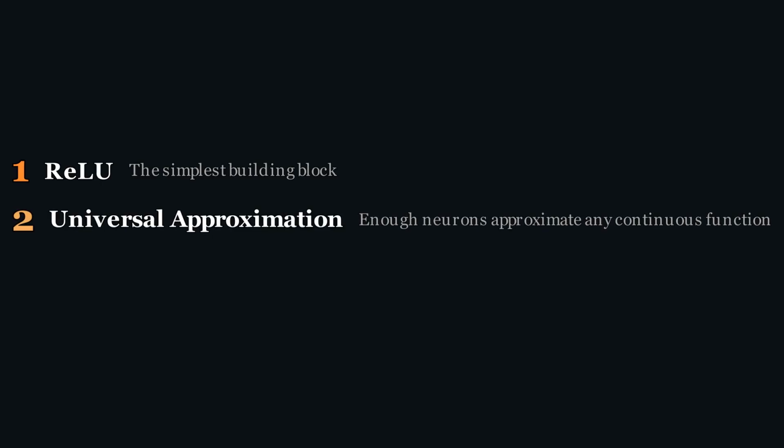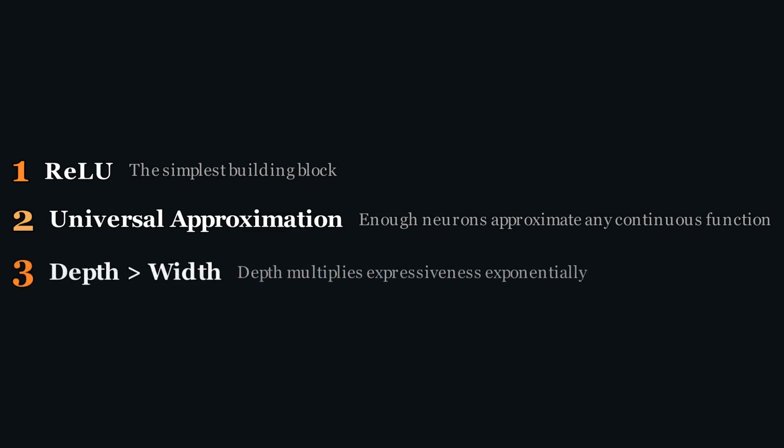Let's step back and see what we've built. First, ReLU, the simplest possible nonlinear function, a bent line, a hinge. Second, the Universal Approximation Theorem. Given enough of these bent lines, you can approximate any continuous function to any desired accuracy. Third, depth beats width. Splitting neurons across multiple layers multiplies expressiveness exponentially.